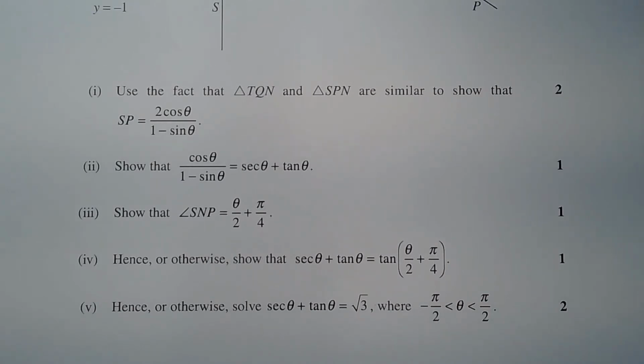Part 3. Show that angle SNP equals theta over 2 plus pi over 4.